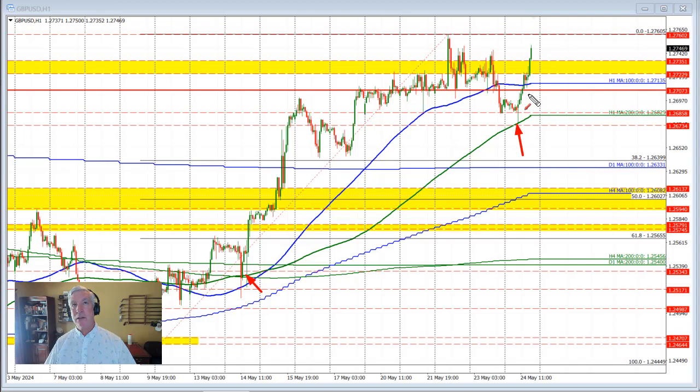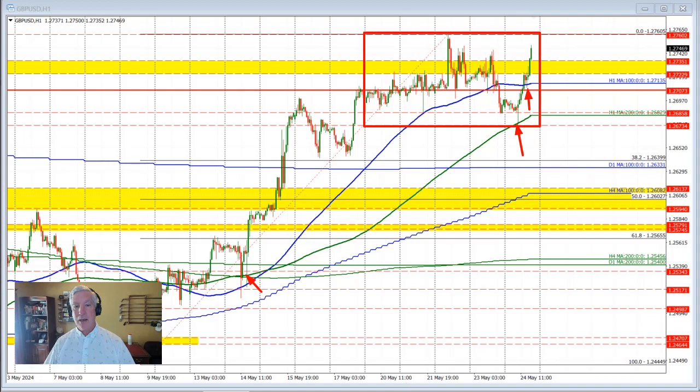Maybe a little correction at the start of the New York session, with the price moving briefly below the 100-hour moving average here, but quickly rebounding and restarting that move to the upside. So buyers are definitely taking more control. The question is, can they get outside of the trading range for the week and push to new highs, going back a couple of months for this currency pair? That's going to be decided next week.